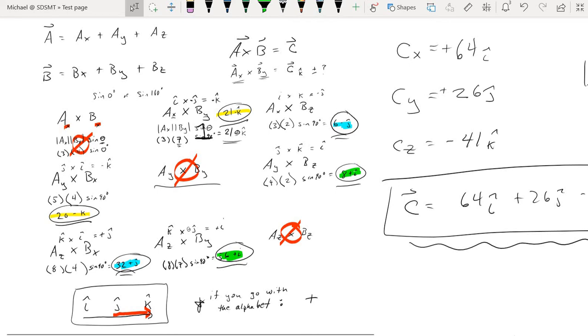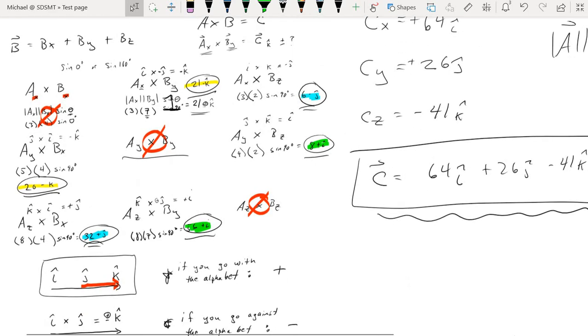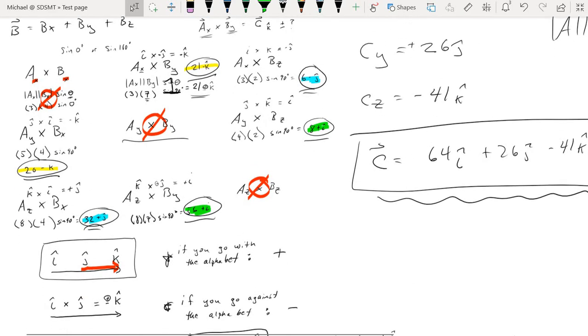And so is there some way that we could put all of this stuff together in a general expression that we can use for any combination of vector components that are going to be crossed together? And there is.